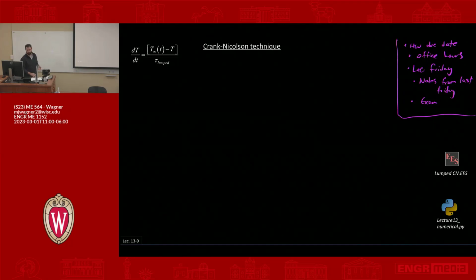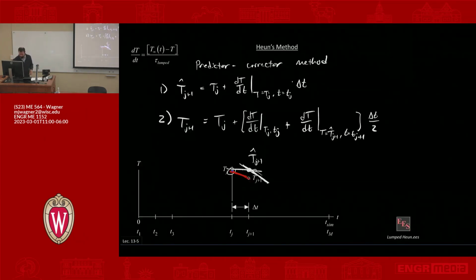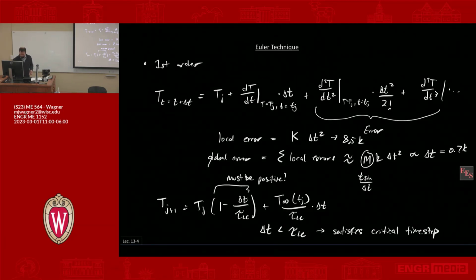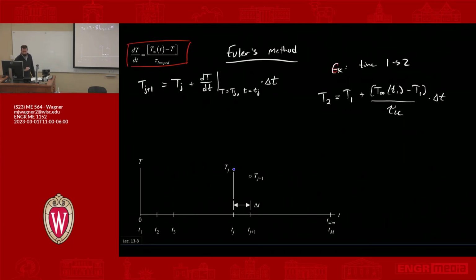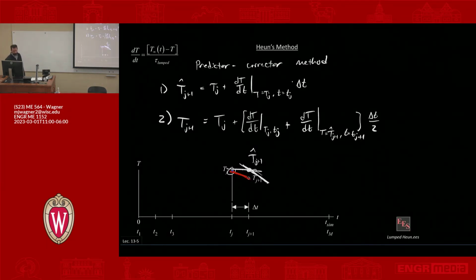So there's the obvious ones we can flip back. There's the ones like Euler's technique here, where you are just evaluating the derivative at the beginning of the time step and then using that to step forward to your next node, j. We talked about Heun's method, which is here.